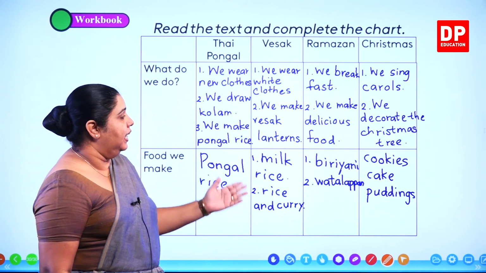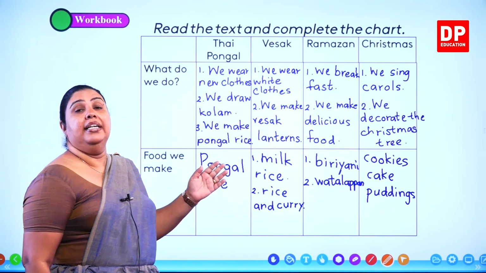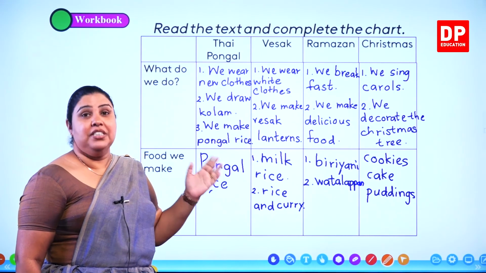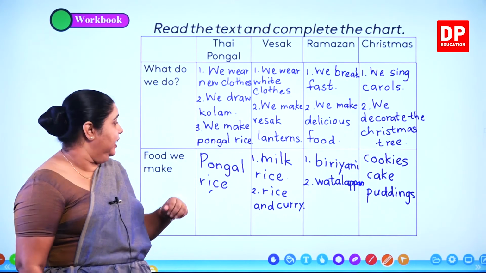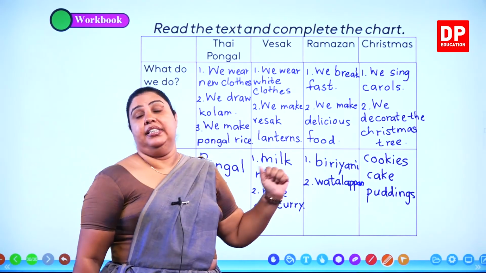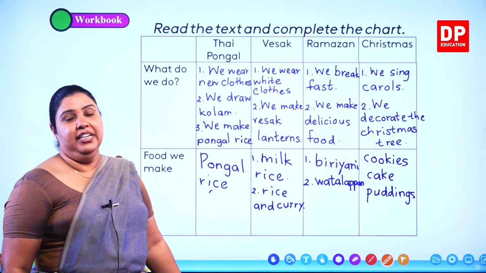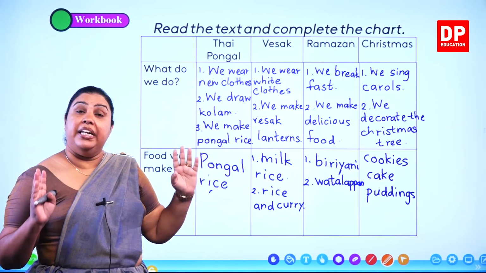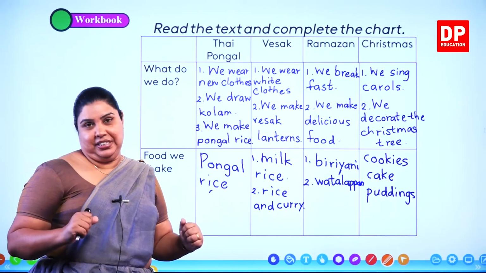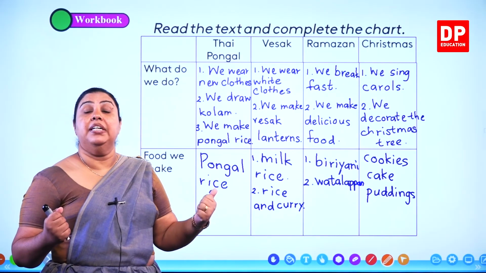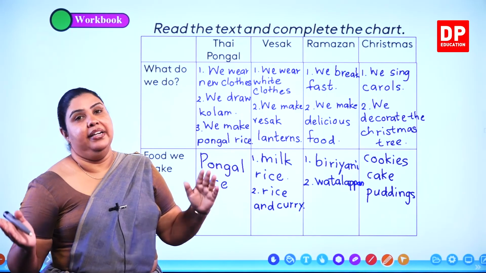Right, so now these are the things that we make as different food items on these particular festivals, right? So Thai Pongal, Vesak, Ramazan and Christmas is celebrated like that. So now I think you have learned a lot about 4 very special Sri Lankan festivals. That is the Thai Pongal, then we spoke about the Vesak Festival and Ramazan and the Christmas.